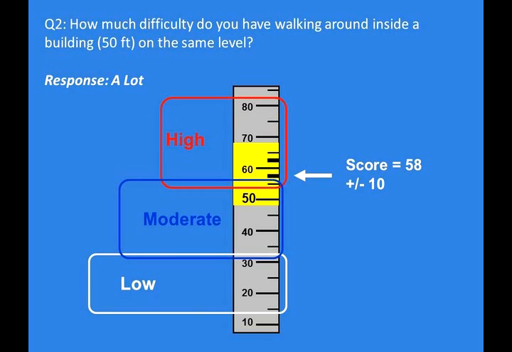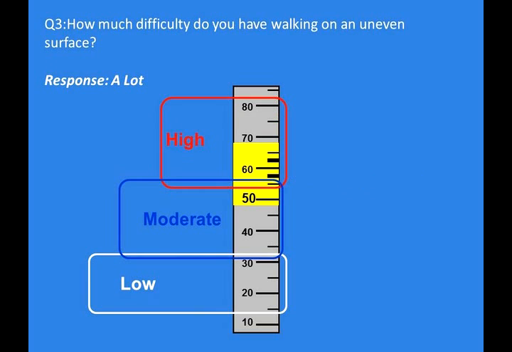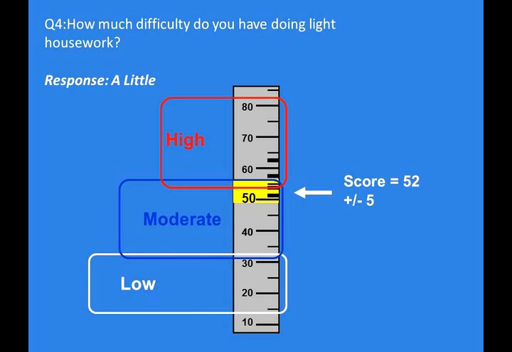The next item selected is how much difficulty you have walking on an uneven surface, and the response is a lot. The estimated functional score is 53, and the precision has improved to plus or minus 7 points. For the next item, how much difficulty do you have doing light housework? The response is a little. Now the functional score estimate is 52 plus or minus 5 points. In this example, the stopping rule was set for precision with a 5-point confidence interval, which has now been met. So the program stops, and this is the final score.